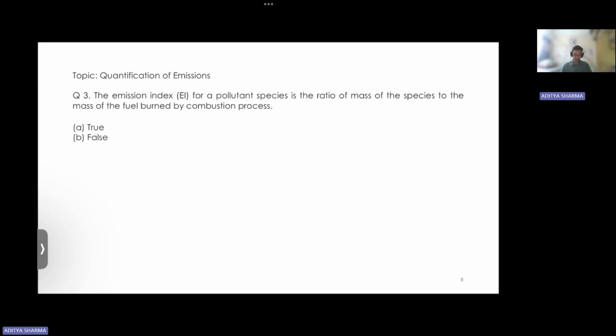Question number 3, and it states that the emission index EI for a pollutant species is the ratio of mass of the species to the mass of the fuel burned by the combustion process. So the question is on emission index.